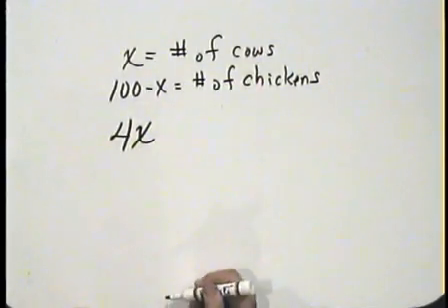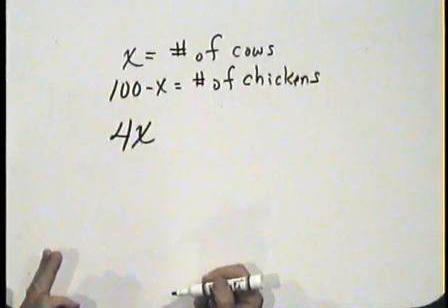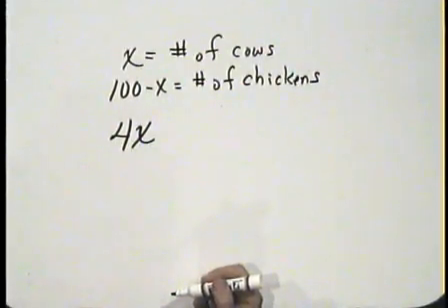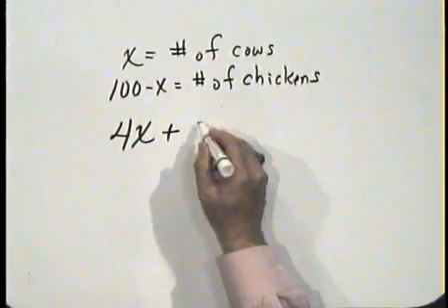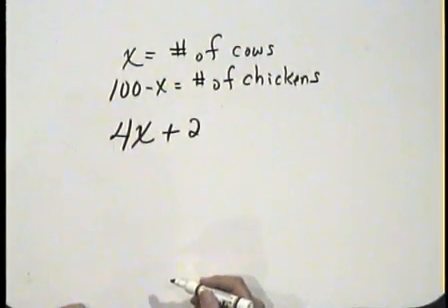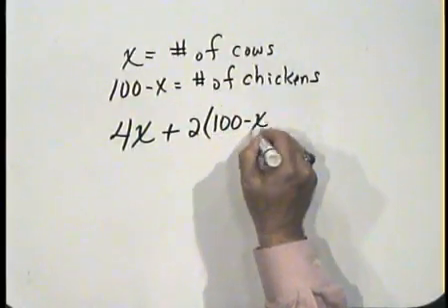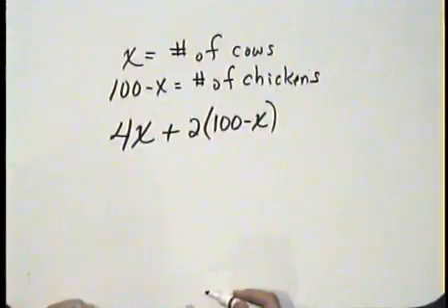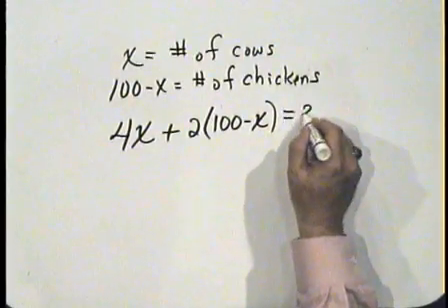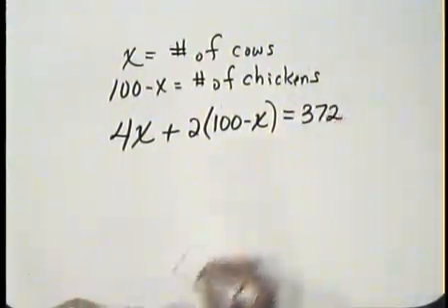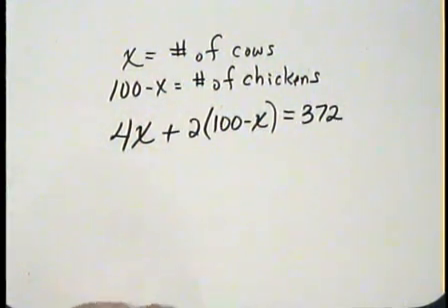legs. And of course, we're going to add the chicken legs and the cow legs to get the total number of legs. So plus 2, and since we're multiplying by something that has 2 parts, 100 minus x, we use our parentheses. And that is the total number of legs, and that's going to be equal to 372. When we solve this equation for x, we'll have the total number of cows. When we solve the 100 minus x, we'll have the number of chickens.